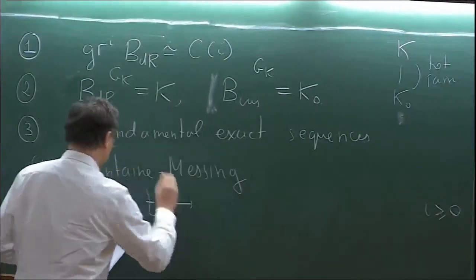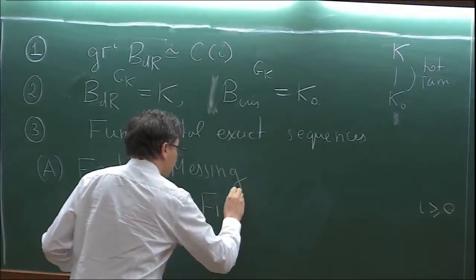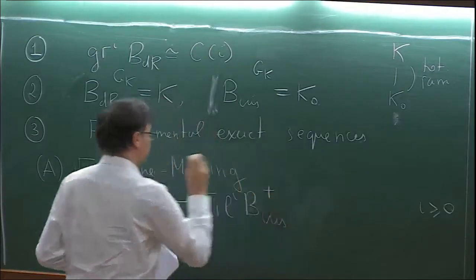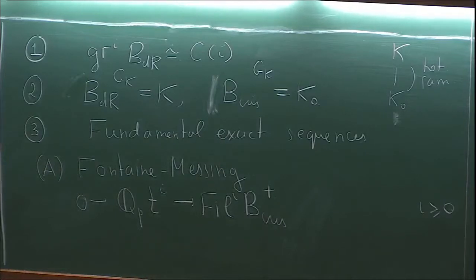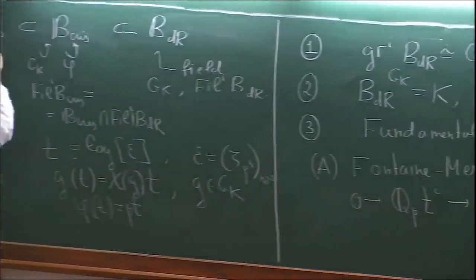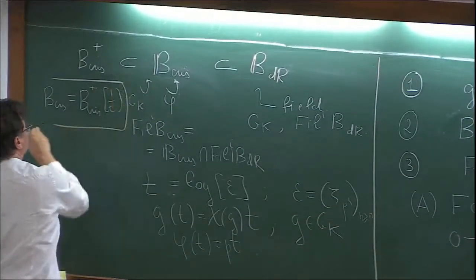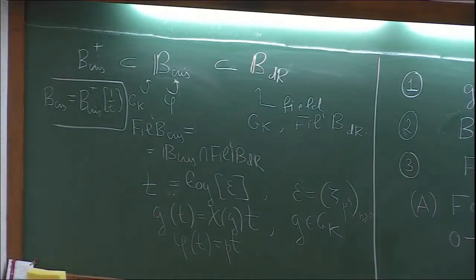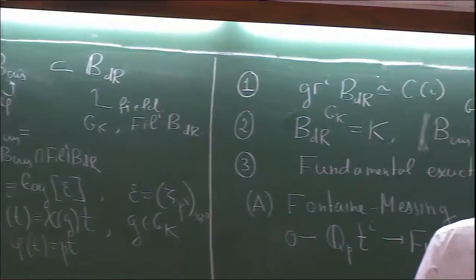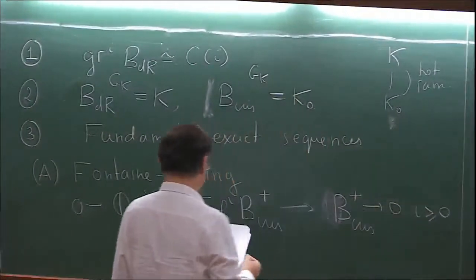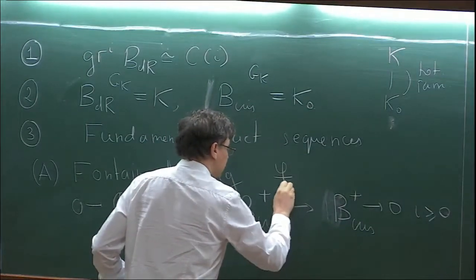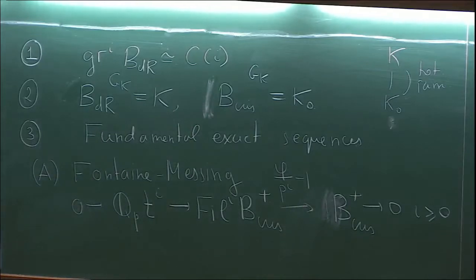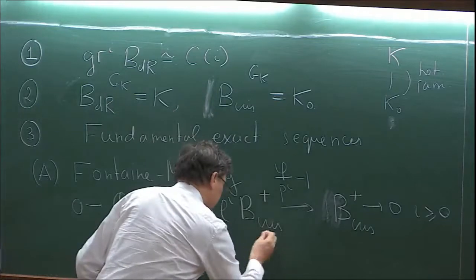It starts with Q_p t^i. We go to Fil^i of B_cris^+. Recall that B_cris^+ was constructed before B_cris. This is a subring of B_cris, and B_cris was constructed from B_cris^+ by inverting t. And here we go to B_cris^+ itself. And the map is given by the following operator. So the point is that this sequence is exact.